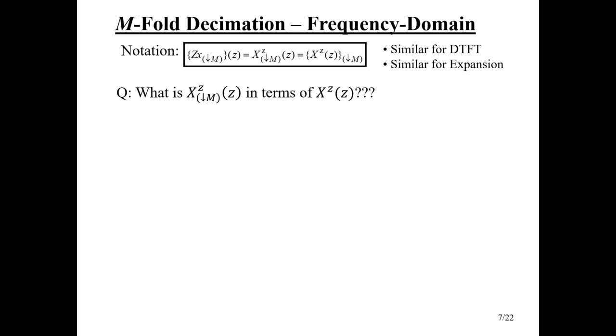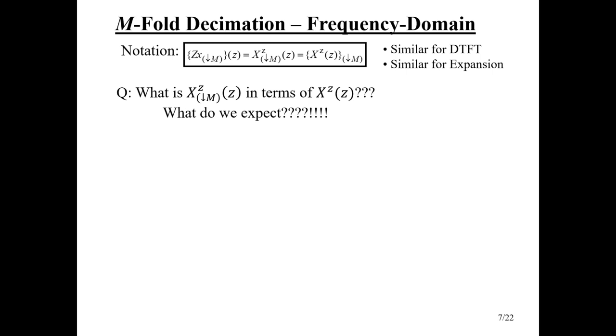So the question we're going to answer is, if I start off with a signal that has that as its Z transform, and then I decimate the signal, what does the Z transform of the decimated signal look like? Oh, and I should point out that the notation is similar for notating the DTFT, although there I use a different superscript. We'll see that when it happens. And also there's similar notation for the expansion case, where we'd have an up arrow and some symbol representing the integer. Okay, so here's the question that we want to answer.